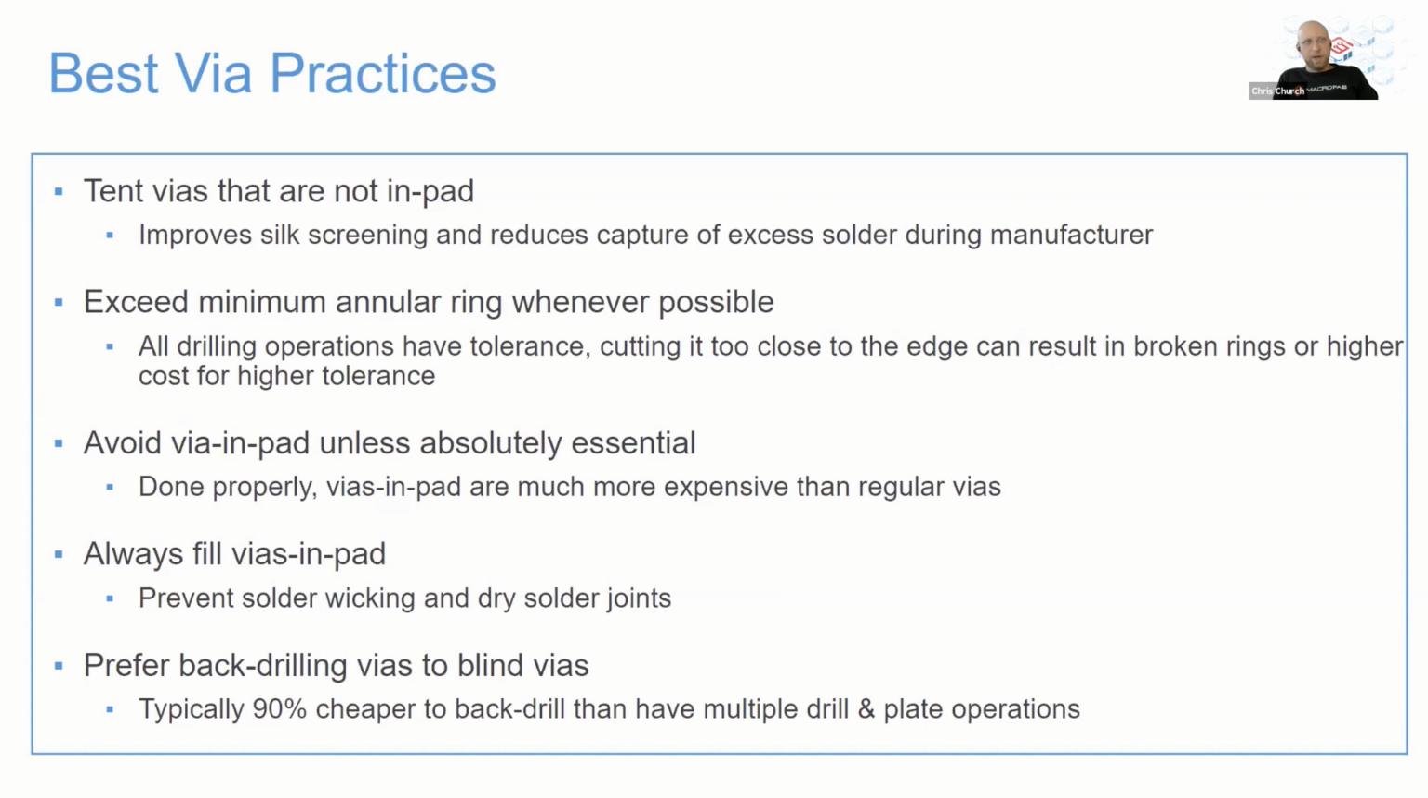Okay, so just to summarize here, we want to tint any vias that are not in pad if at all possible. We want to exceed our minimum annular ring on our vias when possible. That'll help reduce the fallout through the manufacturing process by broken rings when the drill moves on its tolerance. We'll avoid via in pad unless absolutely essential, and always fill your vias in pad. And if you want to save a bunch of money and you need a blind via, go with a back drill instead. It's about 90% cheaper than a blind via.